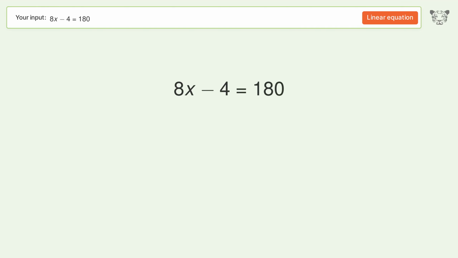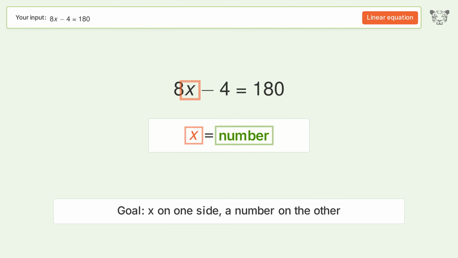Here is the linear equation we are asked to solve. 8 times x minus 4 equals 180. Solving means leaving the variable alone on one side, with a number on the other. Let's do this step by step.